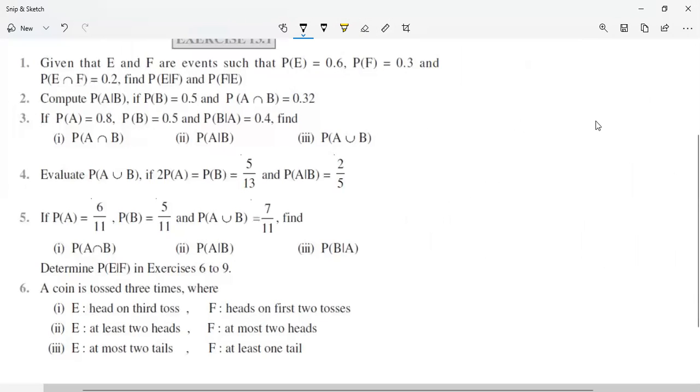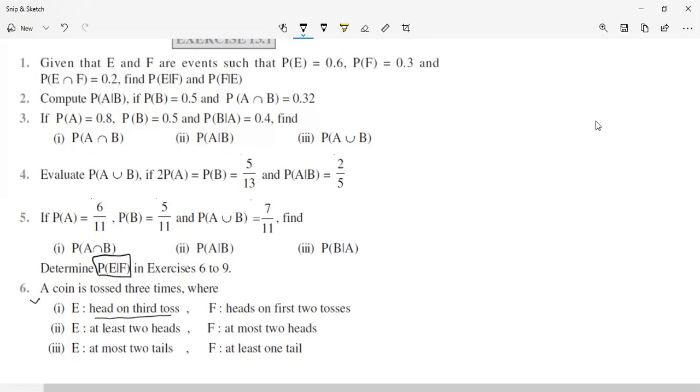A coin is tossed 3 times, where E is head on the third toss. Now what do we have to find? Find the probability of E when F has happened. E is the event of heads on the third toss. F is the event of heads on the first 2 tosses.